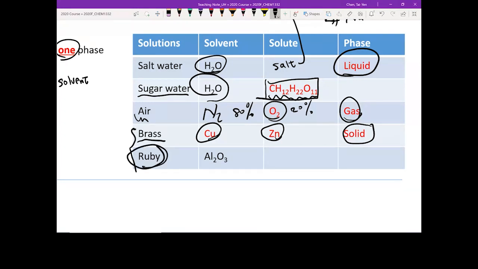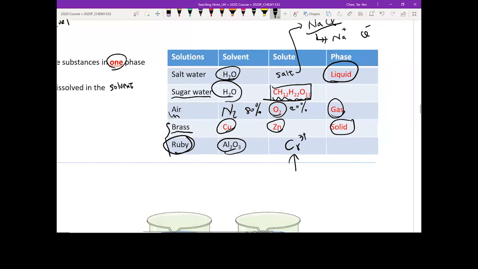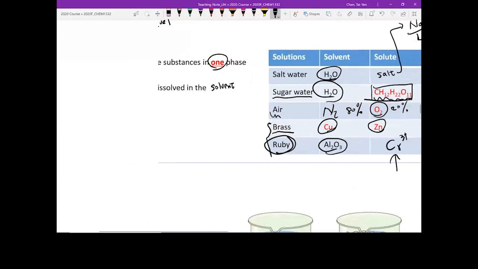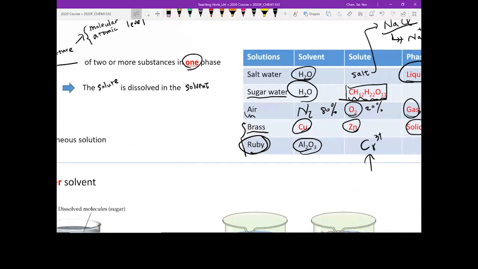Another thing most of the females will be interested in is the ruby. Ruby is also a solution. The majority is aluminum oxide, but with certain solutes it becomes a very valuable jewelry. I guess that's something you want to know in the future, once you get a ruby from your significant other. All right, so those are some examples of solutions in the liquid, gas, or solid phase.